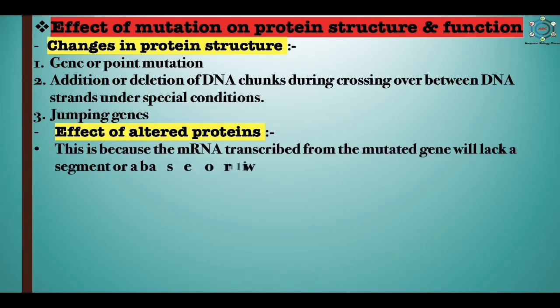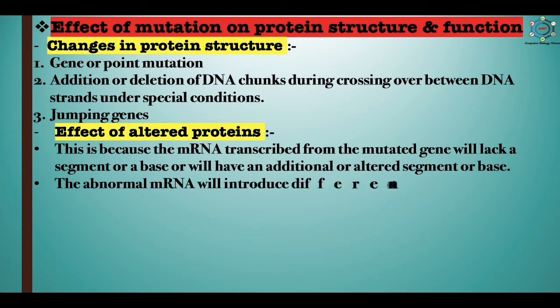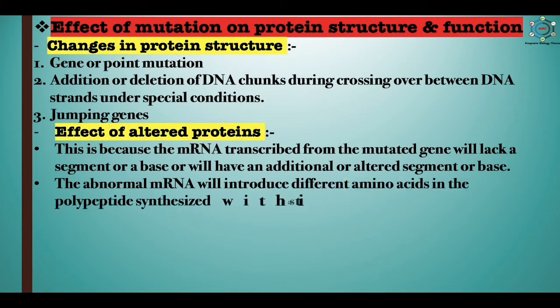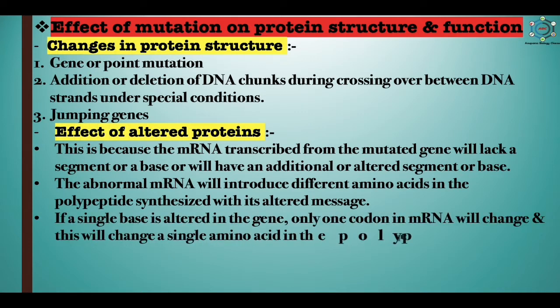This is because the mRNA transcribed from the mutated gene will lack a segment or a base, or will have an additional or altered segment or base. The abnormal mRNA will introduce different amino acids in the polypeptide synthesized with its altered message. If a single base is altered in the gene, only one codon in mRNA will change, and this will change a single amino acid in the polypeptide.